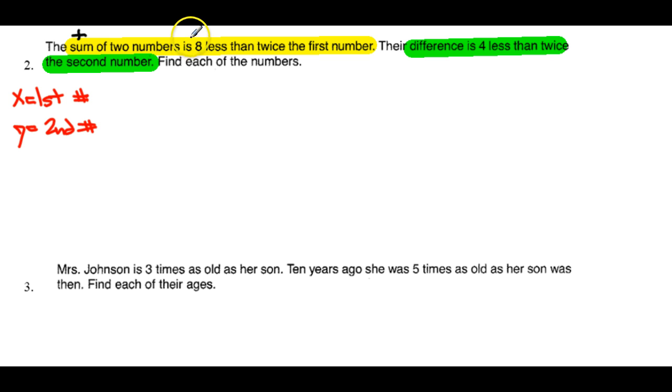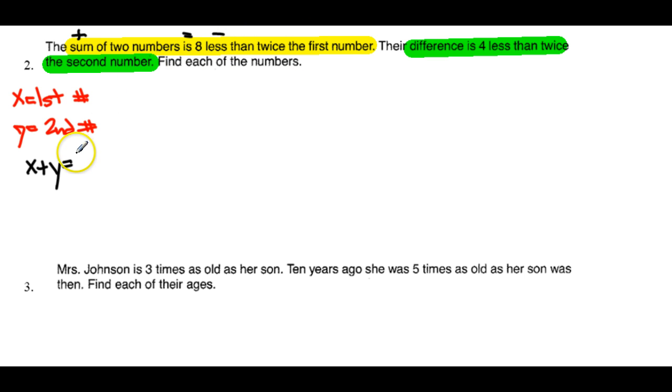The sum of two numbers is. So look, that's the left side. The sum of two numbers is, so x plus y is, now this is going to be all on the right side. 8 less than twice the first number. Remember, less than is minus, but we also switch the order. So I'm not going to put the 8 first. Less than goes after. So 8 less than twice the first number.